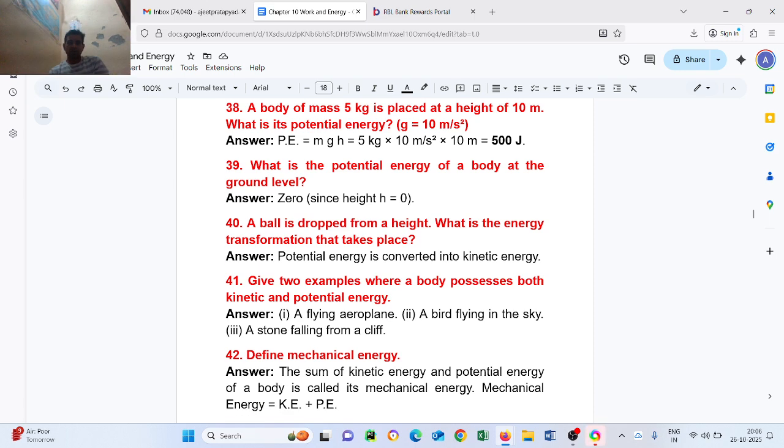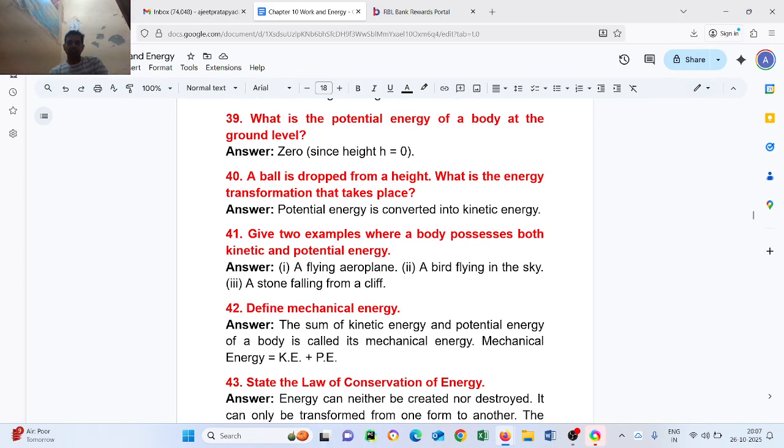Question number 41. Give two examples where a body possesses both kinetic and potential energy. Answer: one, a flying aeroplane; second, a bird flying in the sky; third, a stone falling from the cliff.